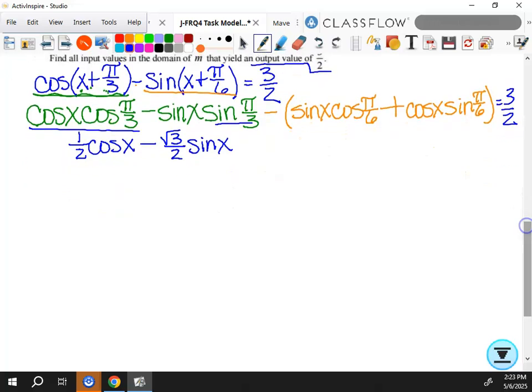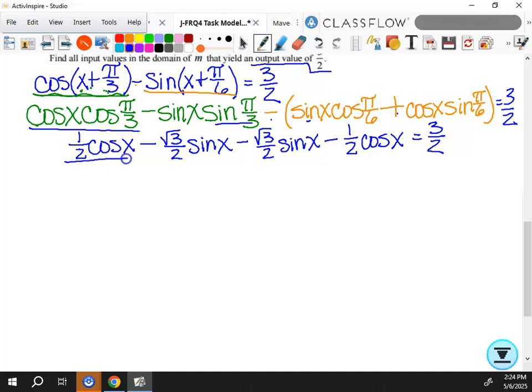Then I have negative sine x times cosine of pi 6. All right, cosine of pi 6, square root of 3/2. So minus square root of 3/2 times the sine of x. And then minus again, because I have to distribute that. Sine of pi 6 is 1/2 times the cosine of x, and that all equals 3/2. Okay, so I evaluated what I could. Some of it still had variables, but they're all the same variables. Things are looking a little bit better. Okay, we good so far?